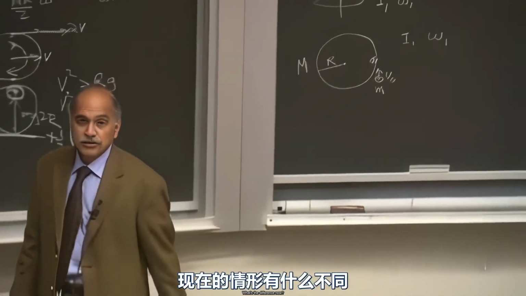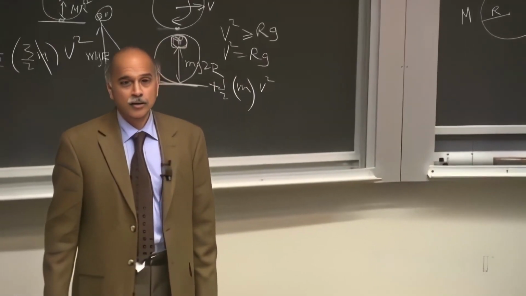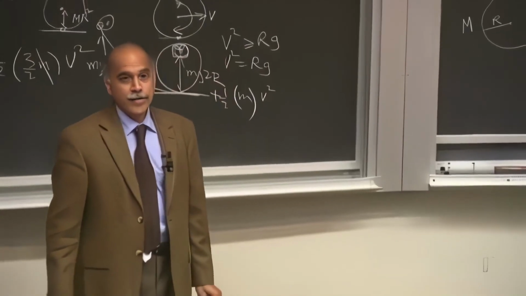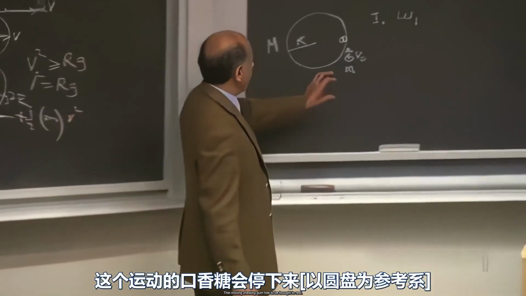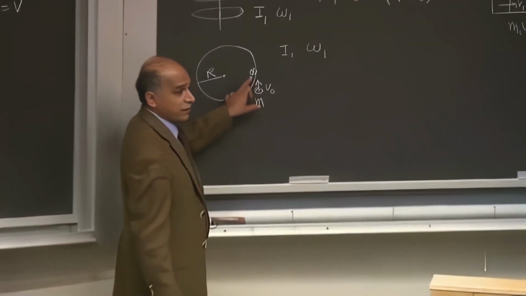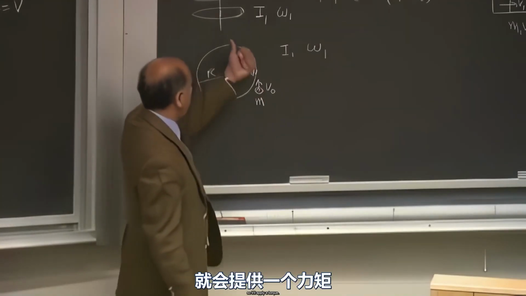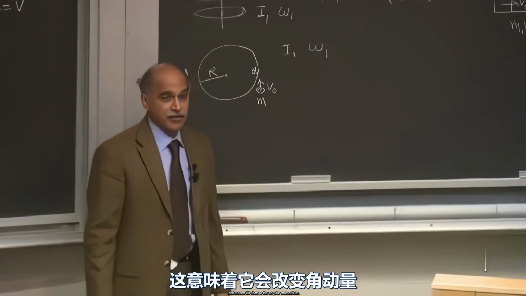What's the difference now? Yep. The disk is going to have to apply a force to stop the motion of the body. Very good. So that's the torque. Excellent. So let me repeat what he said. This moving chewing gum has to be brought to rest. It will be brought to rest by the disk, which will push it backwards, and the chewing gum will push it forward, so it will apply a torque. That means it will change the angular momentum.